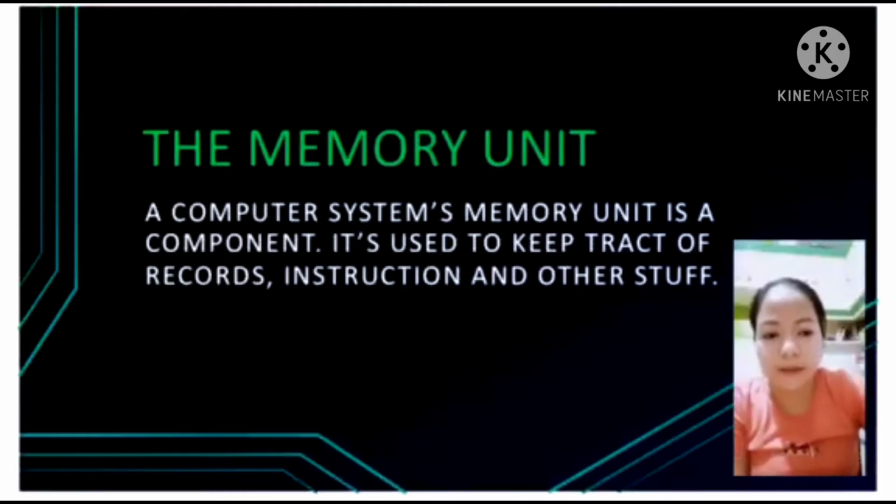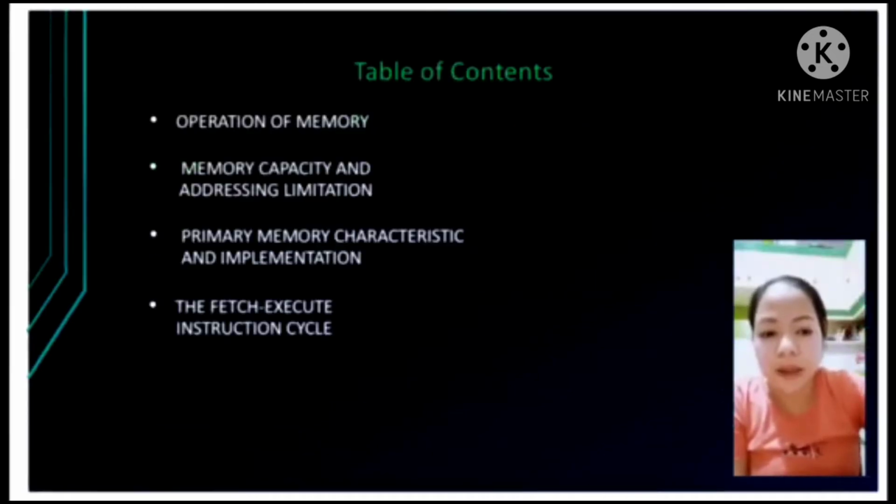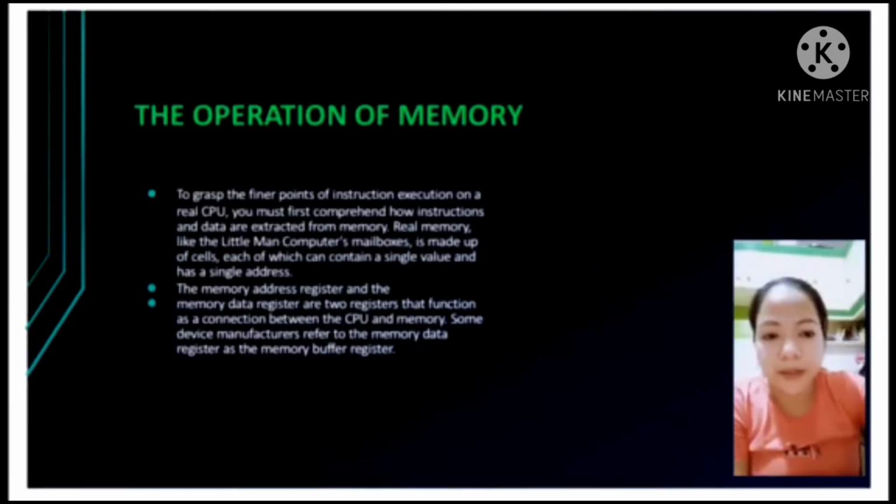Unit: Operation of memory, memory capacity and addressing limitation. Primary memory characteristics and implementation, the fetch-execute instruction cycle. The operation of memory. To grasp the finer points of instruction execution on a real CPU, you must first comprehend how instructions and data are extracted from memory.